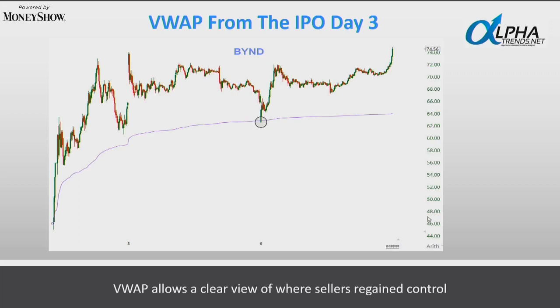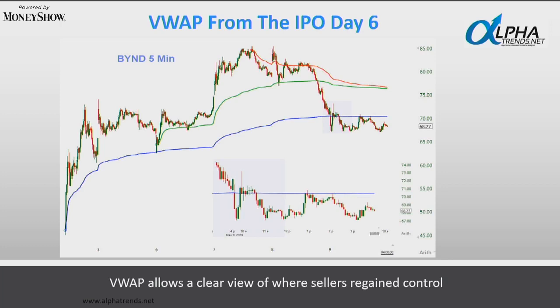But 3 days or 2.5 days into it, you see that Beyond opened on a gap lower right to the volume weighted average price from the IPO. It said there's still strong demand for this stock. Hurry up and take a picture. Okay.